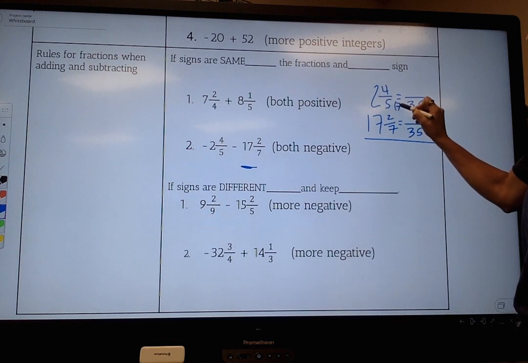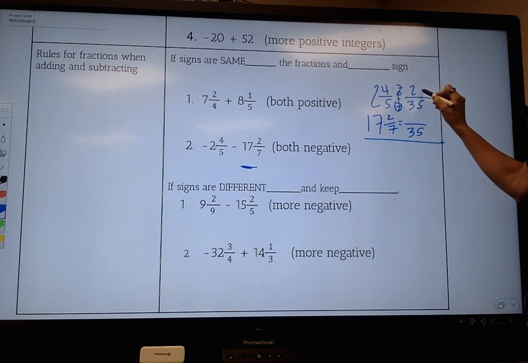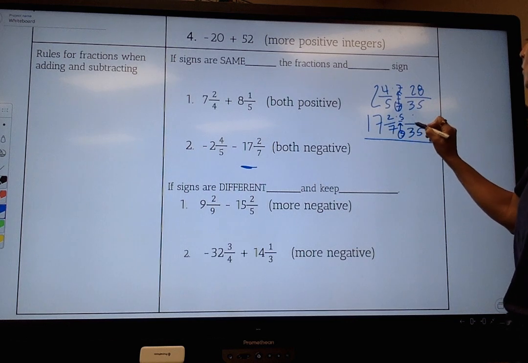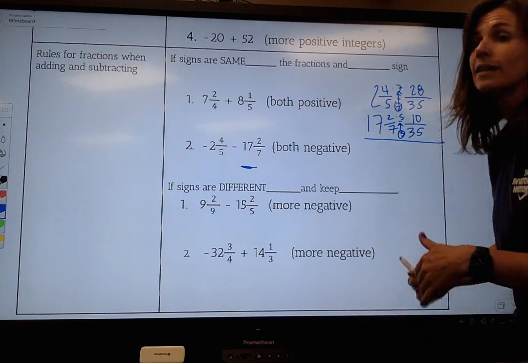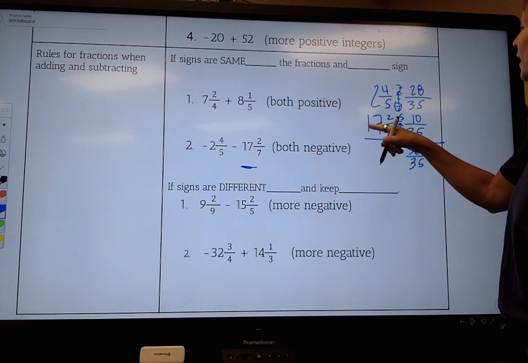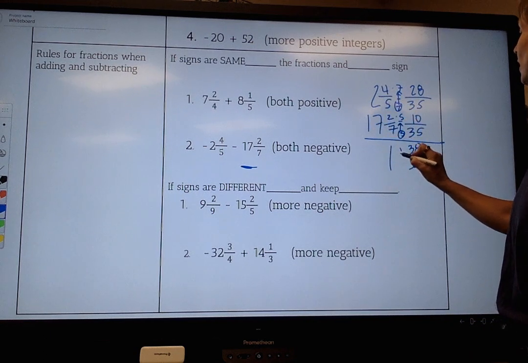And then 7. 4 times 7 is 28. 7 goes into 35 5 times. 5 times 2 is 10. And my rule is I add the numerators. So I get 38 over 35. And I add 17 and 2, which is 19.